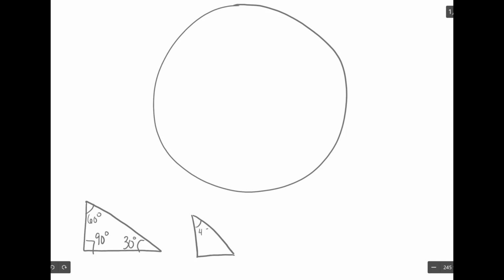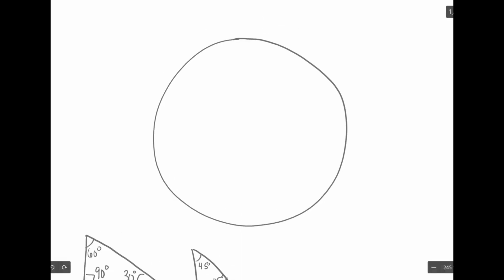So this is 45, 45, 90. Okay, so let's start by labeling the 90 degrees because those are like the easiest ones. You know what I mean? Because both of these triangles have 90 degrees in them. So let's break this circle down into 90 degrees.